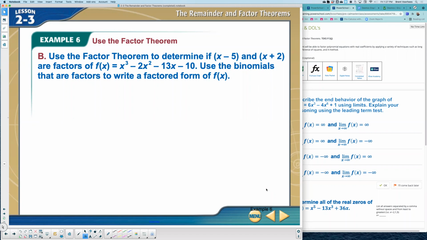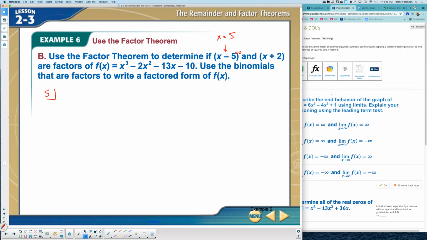All right, let's try this a second time. Let's see if we can do this all over again. So I want to determine if X minus 5 and X plus 2 are factors of f of X here. So let's just use X minus 5 first. We'll solve it for X. If you set it equal to 0, you'd have to add 5. We find out that X equals positive 5.